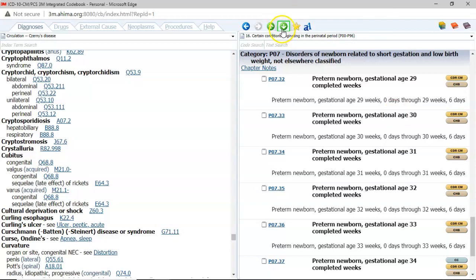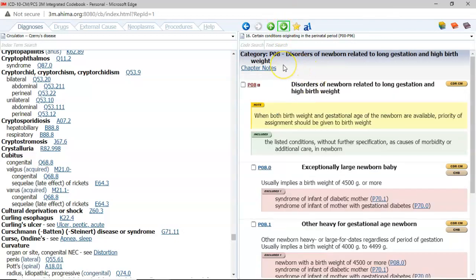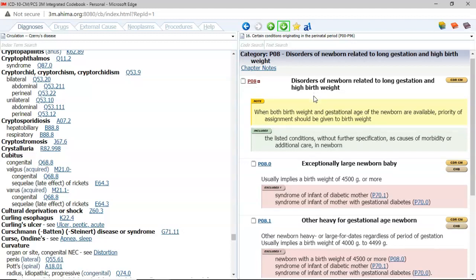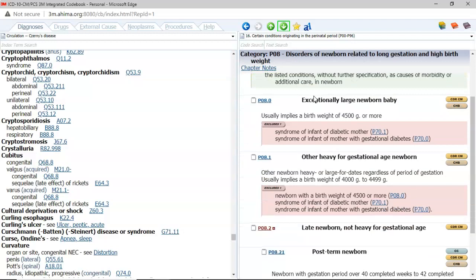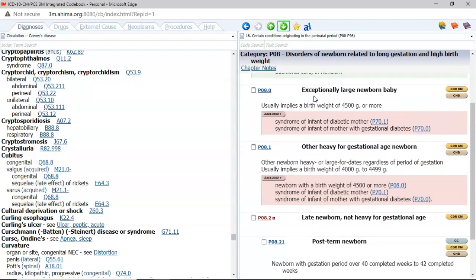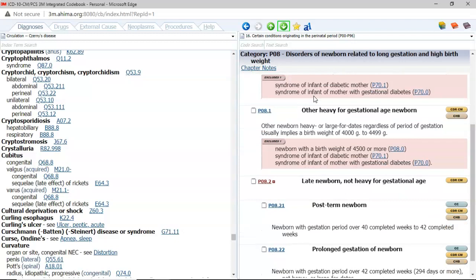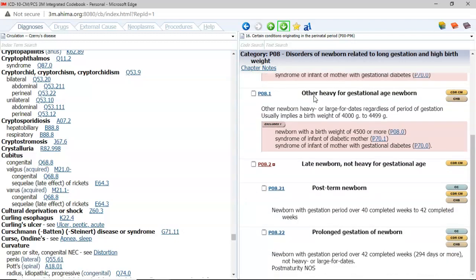And then the next one we'll take a look at is P08, which is the other end of this spectrum. This is disorders of newborns related to long gestation and high birth weight. Again, the guideline is the same. If you have both the weight and the gestational age, the priority would be given to the birth weight. And again, extremely large newborn baby, other heavy or gestational age newborn.